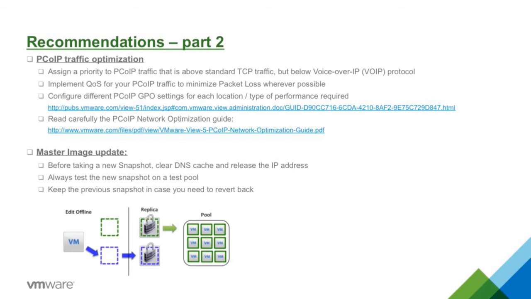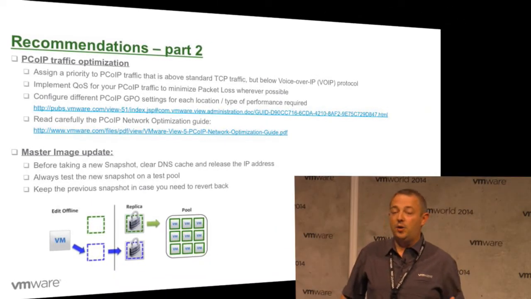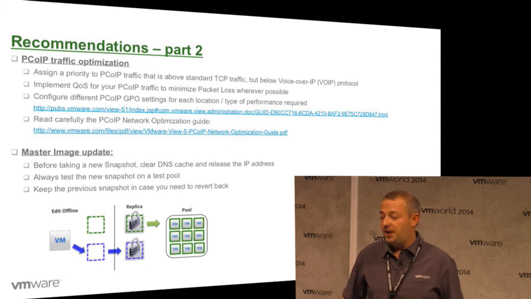Regarding PCoIP optimization, you have loads of different GPOs that you can use for PCoIP. Usually we recommend that you give a very high importance to the traffic used by PCoIP. You should give a higher priority to PCoIP traffic than regular TCP traffic, but lower than voice over IP traffic.